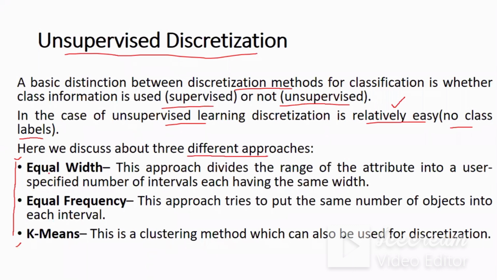So here we have 3 approaches. Number 1 is the equal width approach, number 2 is the equal frequency approach, and the third one is K-means. The first one, equal width approach, is going to divide the range of the attribute into a user specified number of intervals, each having the same width.